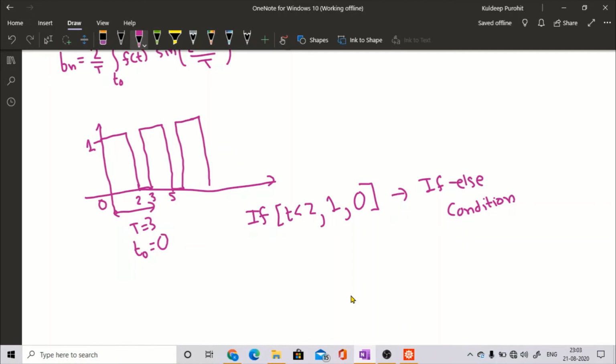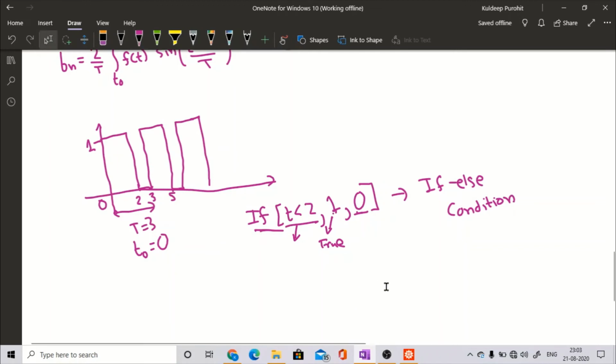So this is how you have to write in Mathematica. If is the inbuilt function. If the condition is true, then this thing will be evaluated, and when the condition is not true, then this other thing will be evaluated. So for t less than 2, your condition is true, so it is written as 1, and then for the rest of the time it is 0. The total period is 3, so it will again repeat.